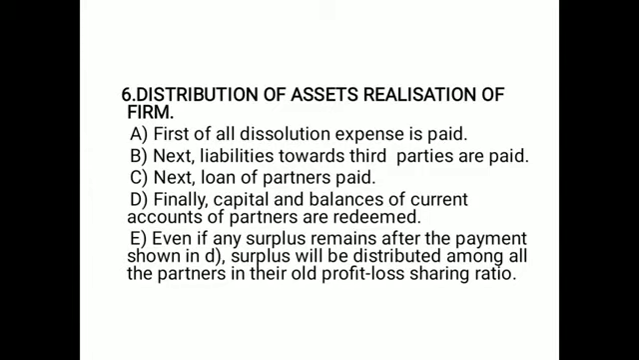Finally, after that, if there is any surplus after the payment shown in point D, meaning after the procedure up to D is over, if there is any sort of surplus, then it will be distributed among all the partners in their old profit loss sharing ratio. Yes, if there is still an amount after the distribution of capital and clearing the balances of current accounts, and still there is some balance left in the firm from the realization of assets, then it is to be given to the partners in their old profit loss sharing ratio. In case the firm has a deficiency, then it is to be taken from the partners. In case there is any surplus, then it is to be given to the partners again in their profit and loss sharing ratio.